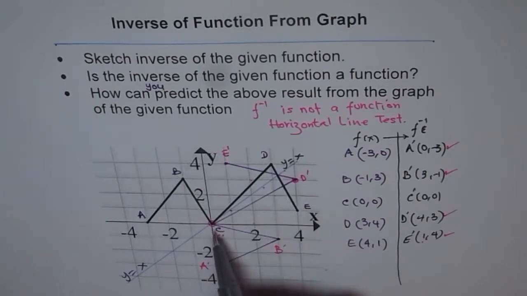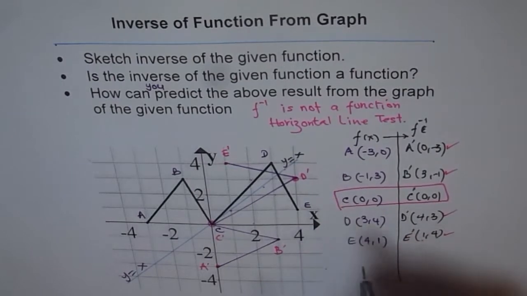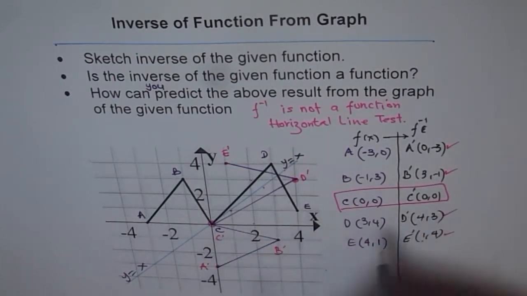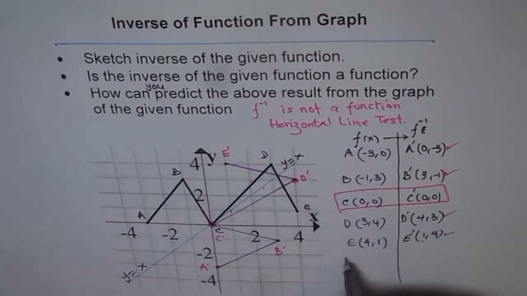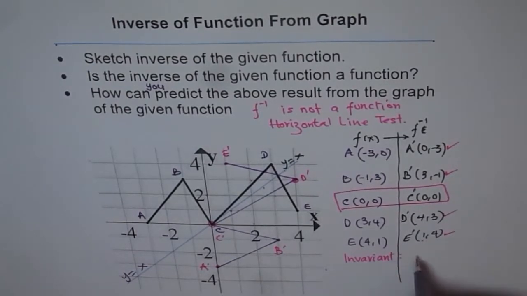That is called an invariant point. When it is exactly the same, then we call it invariant, right? So that is invariant. So I'll write here invariant. So these are the points which will lie on the line y equals x.